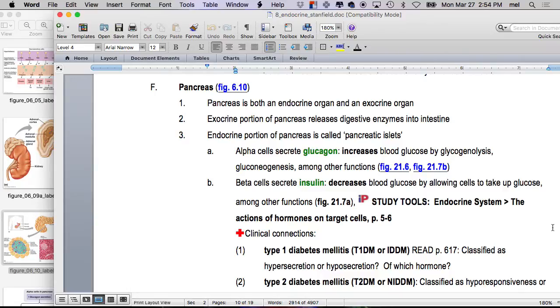What's the feedback mechanism? What do you think? It's glucose that feeds back, meaning it's not glucagon. Wait. Pancreas. Forgot the glucagon there. Glucagon goes to the liver. So glucagon is not what feeds back. It's changing the blood glucose level that feeds back. Does that make sense? Okay. Glycogenolysis and gluconeogenesis. Everybody okay with that?